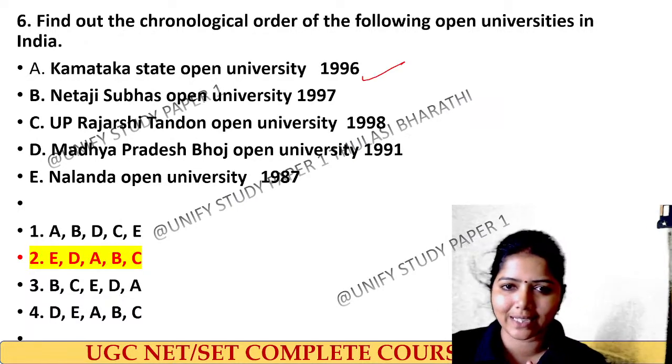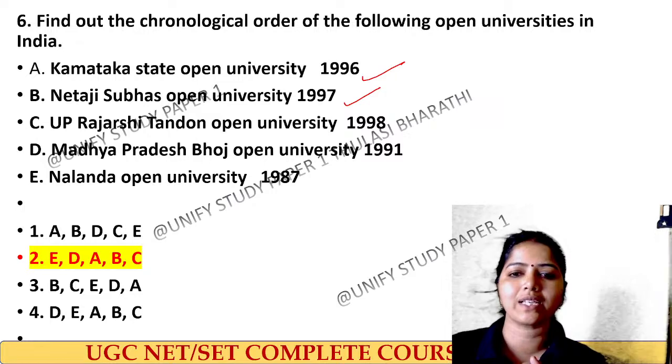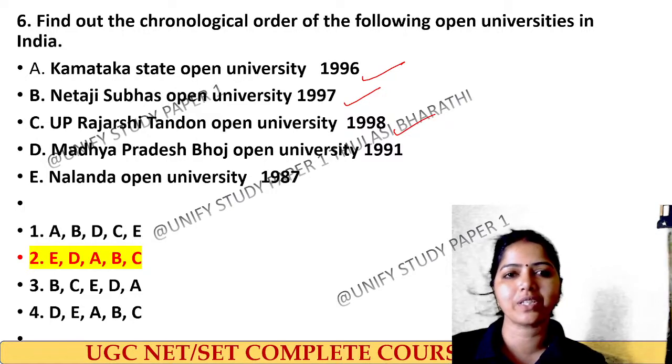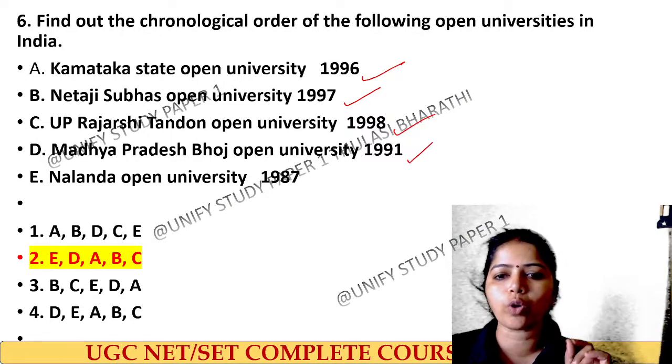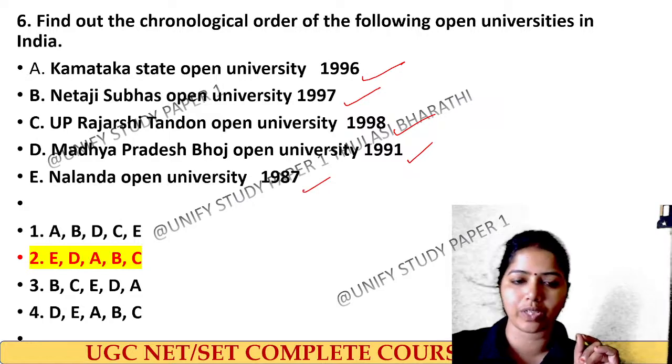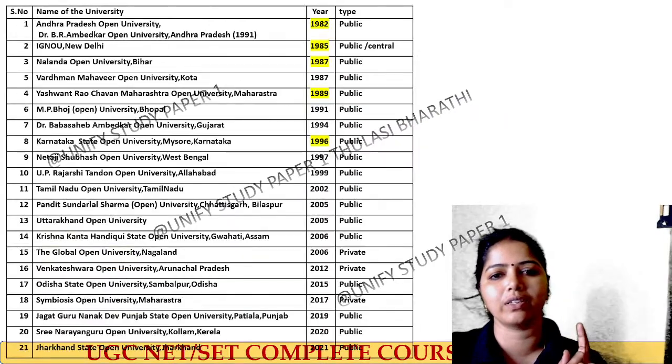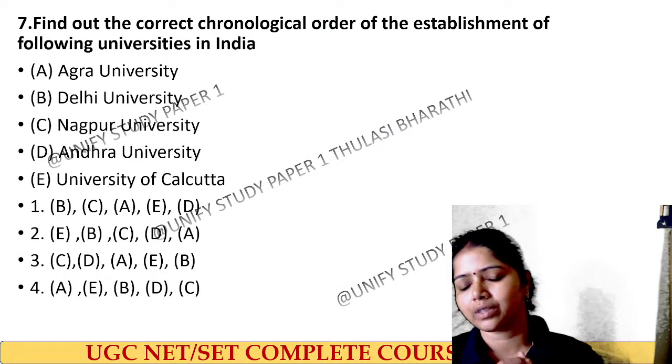Karnataka State Women's 96. Netaji Subhash Open University 97. UP Open University 98. And MP Bhoj Open University 91. And Nalanda Open University, it is in 87. Next one. Quickly do it.